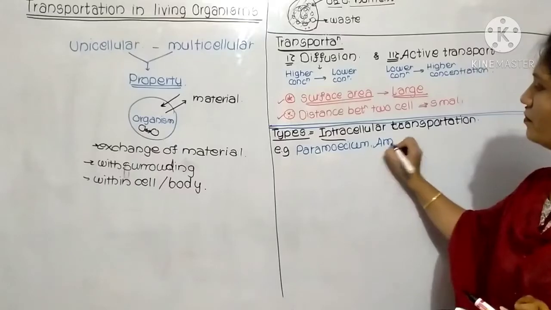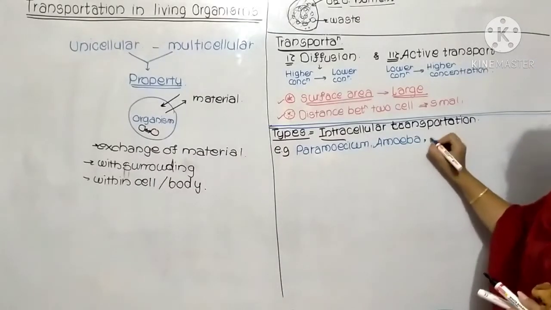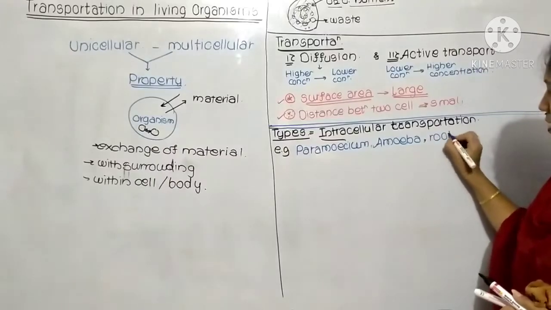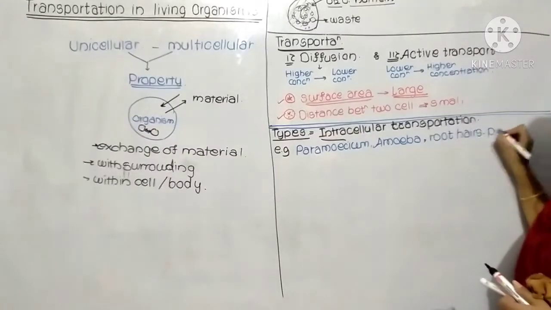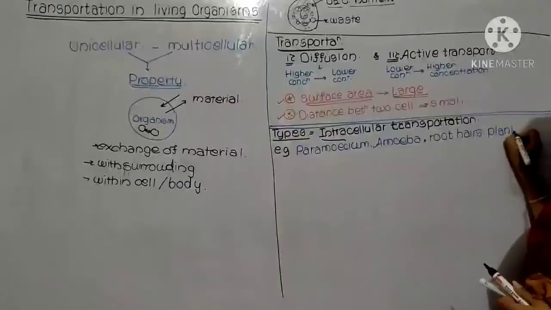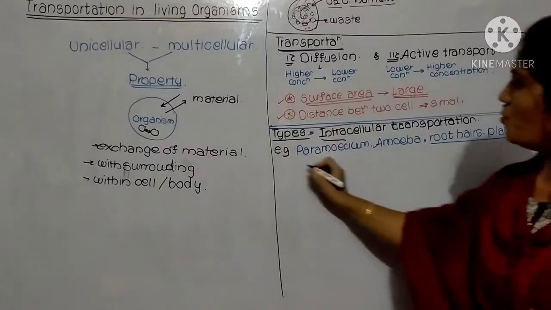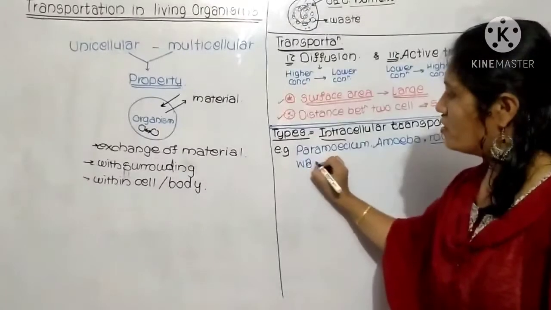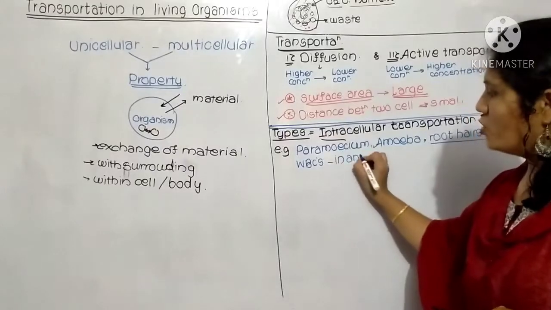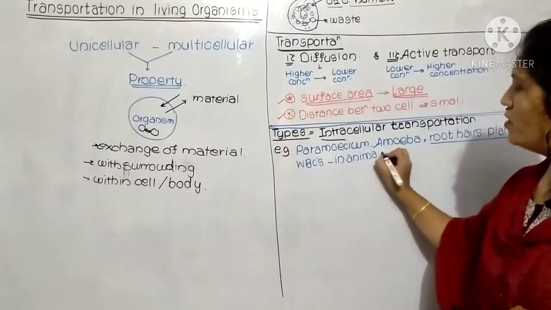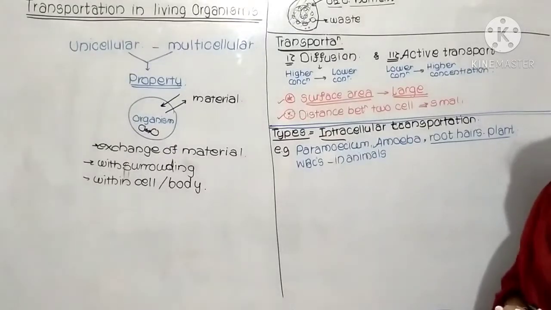Amoeba, as well as root hairs. So these are root hairs in plants. With the help of root hairs, the transportation takes place in the plants, as well as in WBCs. So WBCs in animals. The transportation takes place in the WBCs in animals. Okay, so this is about the intracellular transportation.